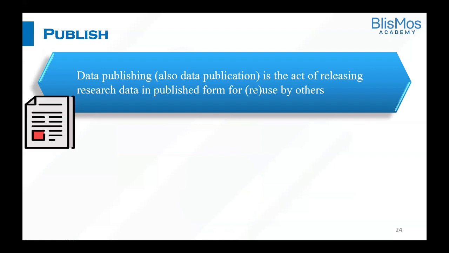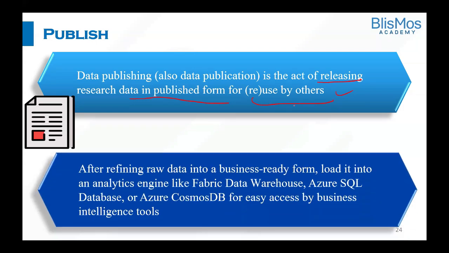Okay. So publishing of the data is nothing but releasing the data in a form for use or reuse by the others. So it can be a tool, it can be a platform, it can be the users. As a part of the publishing, we are releasing the research data or transformed data in a way that can be used or reused by the end users. Okay, that's what we are doing as a part of the publishing.